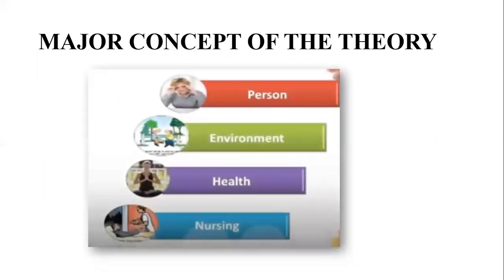Next, major concepts of the theory. According to Henderson's nursing need theory, she identified four concepts. First is the person, second is the environment, third is health, and fourth is nursing. In these four concepts, we are going to see one by one how she viewed these in this theory.